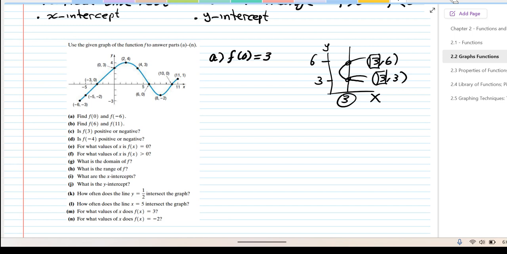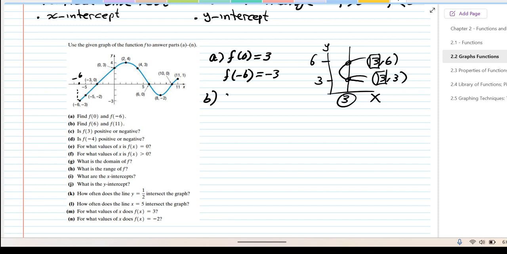Okay, so this is definitely a function. The graph is that of a function. And of course, we're told it's the graph of a function. But if we're not told that, we can always determine that ourselves. Now, let's continue on. f at negative 6. So you go to x equals negative 6. That would be right here. And there you go. The function value is negative 3. So f at negative 6 is negative 3.